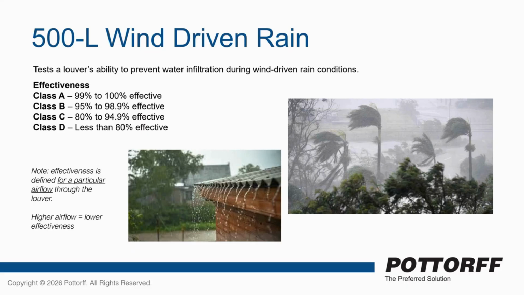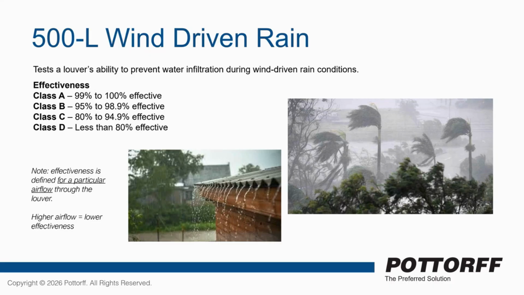So it's not a pass-fail. What it really does is give you percentages on how effective it was at keeping water out of the building. So as you can see on here, the effectiveness, and you can see some of the percentages listed out in a class. Now on a lot of the catalog pages that AMCA will approve, you will see this class, the effectiveness, and the percentage listed.